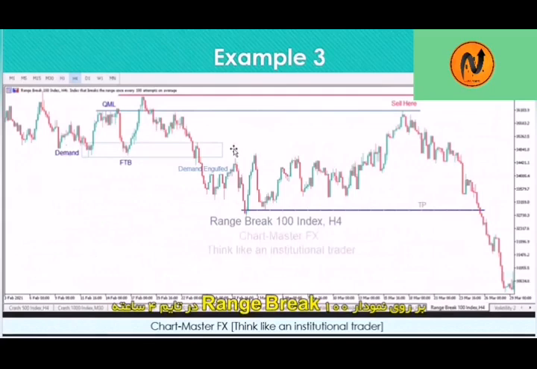On example number 3, we are on Range Break 100 Index on H4. As you can see, guys, we have our demand zone here. Once you have a demand zone, we are having our FTB, which is our first time back. So as we are having our first time back, guys, what do we wait for? We wait for this demand to be engulfed. Once there is an engulfment of this demand, we are now looking to see how the price is going to react when it comes to this QM level. So as you can see, guys, we have a QM level. If you don't have a QM level, then it means you don't have to take that trade.